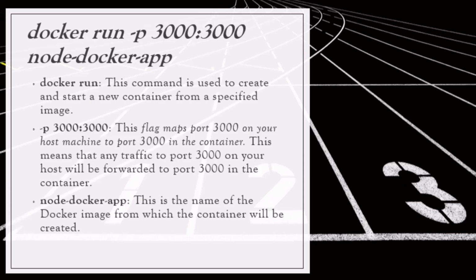docker run. This command is used to create and start a new container from a specified image. -p 3000:3000. This flag maps port 3000 on your host machine to port 3000 in the container. This means that any traffic to port 3000 on your host will be forwarded to port 3000 in the container. node-docker-app. This is the name of the Docker image from which the container will be created.